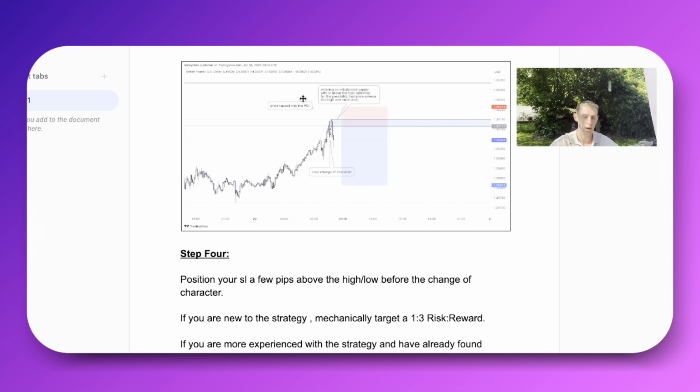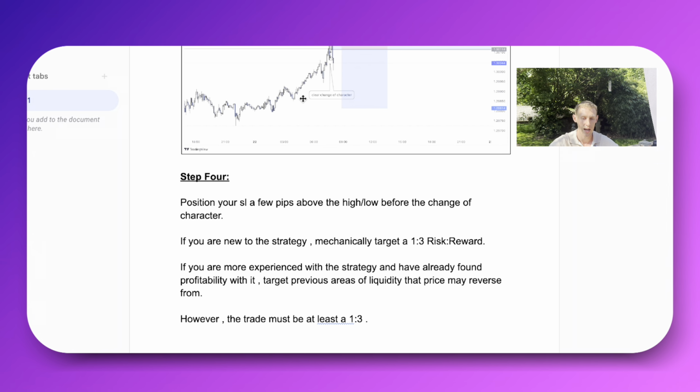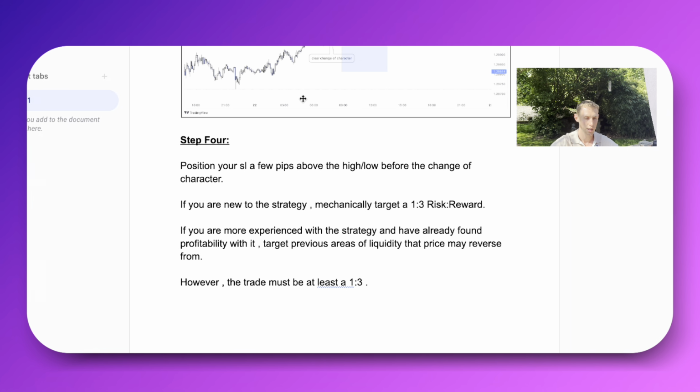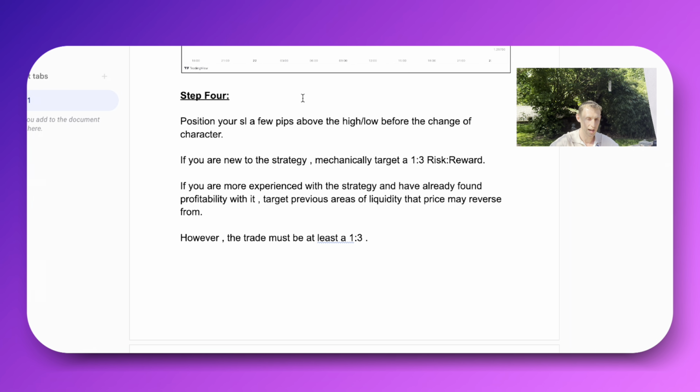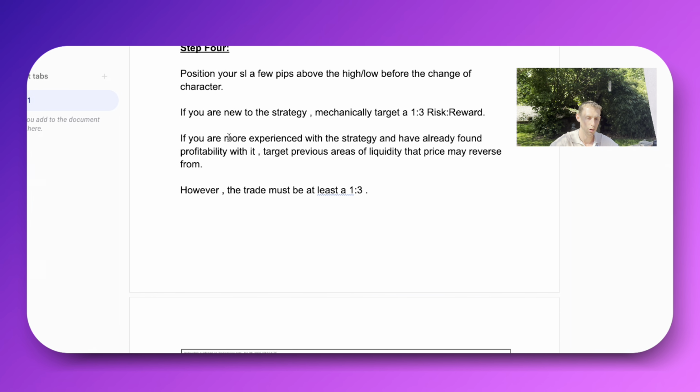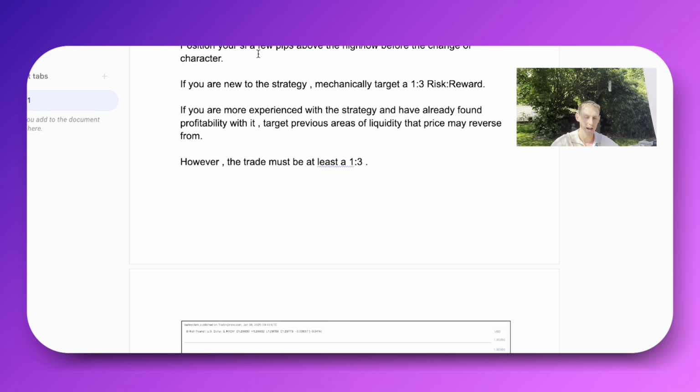And then the 1 to 3 risk to reward is going to mean that you don't have to have an insanely high win rate in order to be profitable with this system. So step 4, that is essentially what we're doing: positioning stop loss in a place that invalidates the trade and then targeting a 1 to 3 risk to reward.